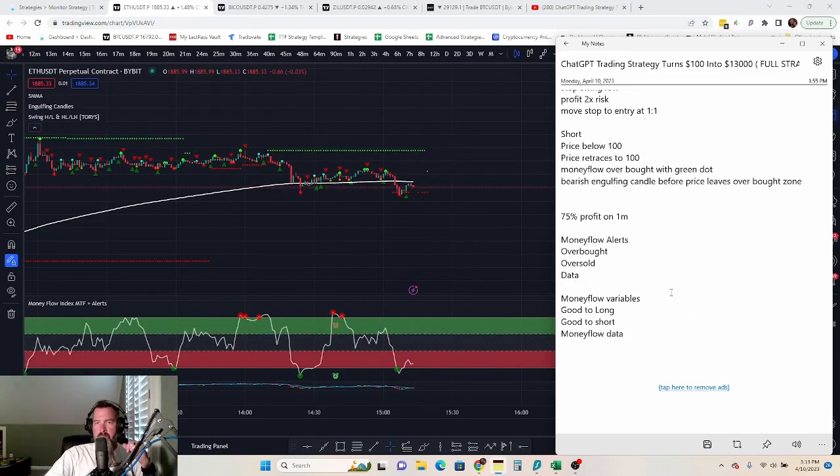And it's going to be a 1-to-2 risk to reward ratio. But once it gets to a 1-to-1, you want the stop loss to move to entry.